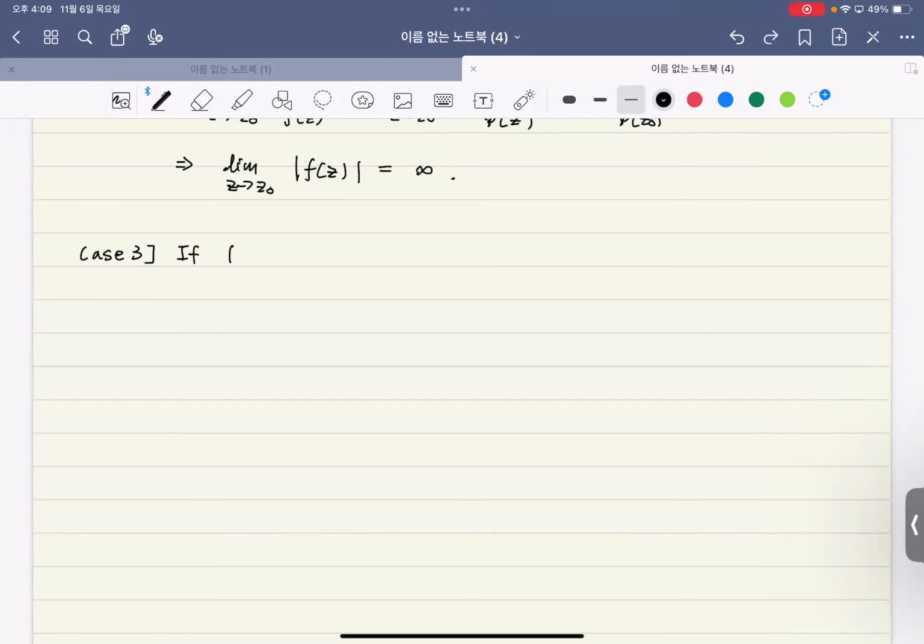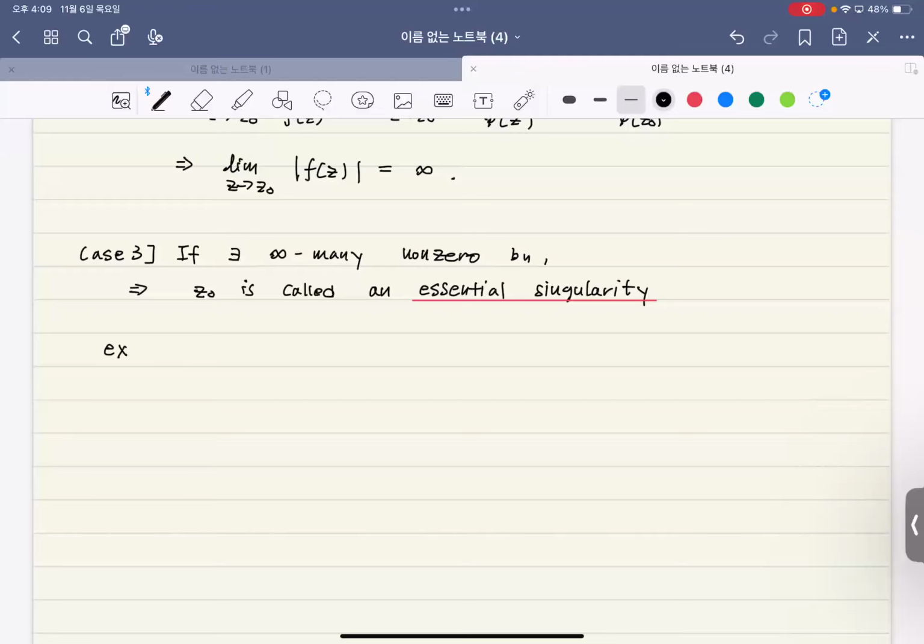If there are infinitely many non-zero bn's, then we say z0 is called an essential singularity.